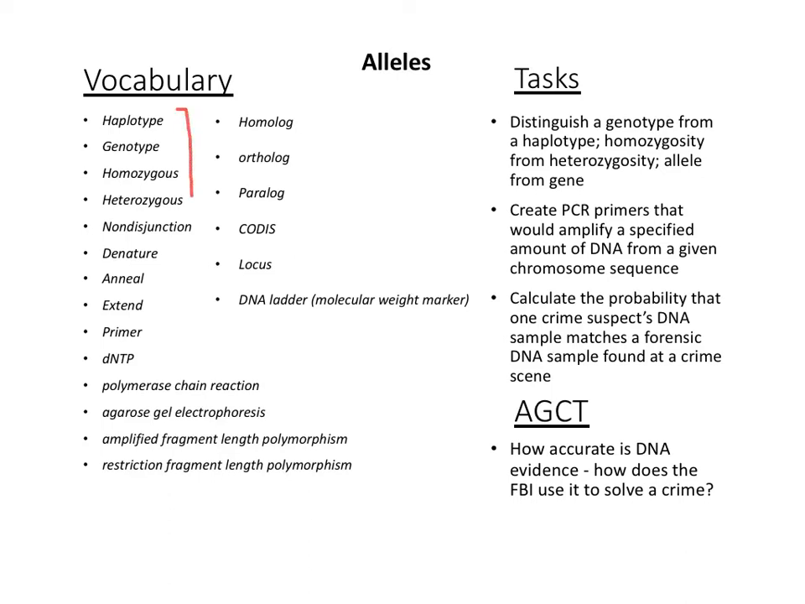So most of these vocabulary terms, some of them we've covered already. Haplotype, genotype, homozygous, heterozygous. We've talked about homologs. We've talked about CODIS and locus. That was related to the genotyping, these tables of allele frequencies. So the parts that we haven't gotten to yet, denature, anneal, extend, primer, dNTP, PCR, agarose gel, electrophoresis, and the two at the bottom are all PCR-related terms. So that's where we're heading today. We haven't seen those terms yet, but we're going to get there now.